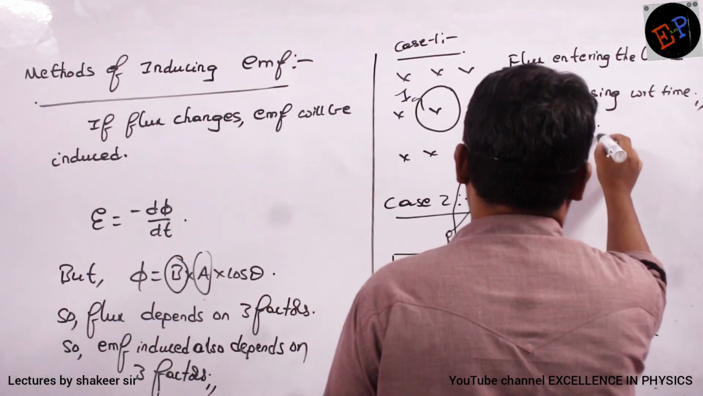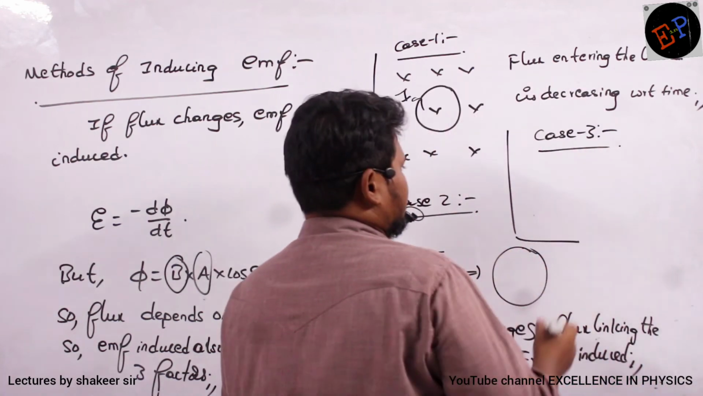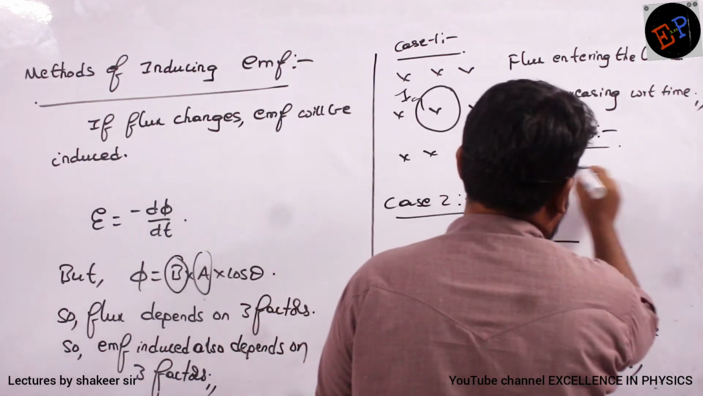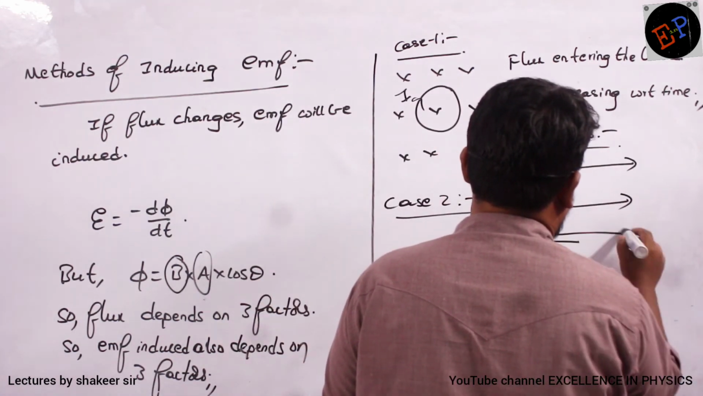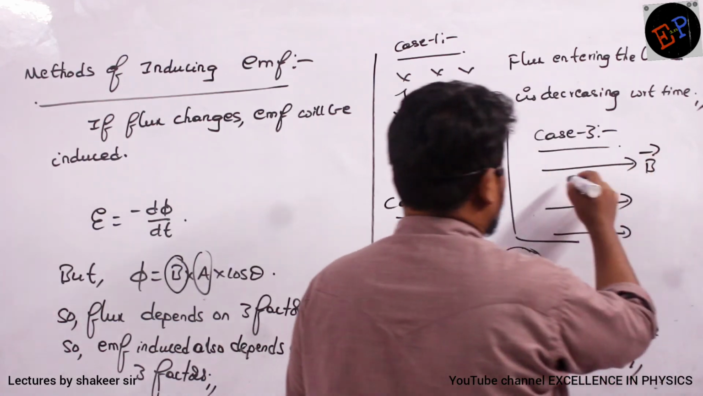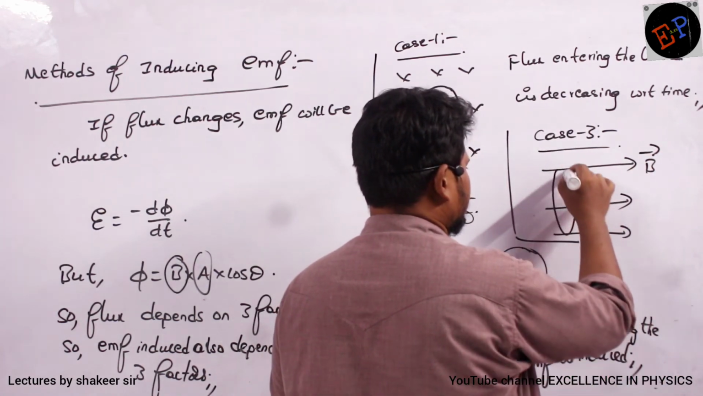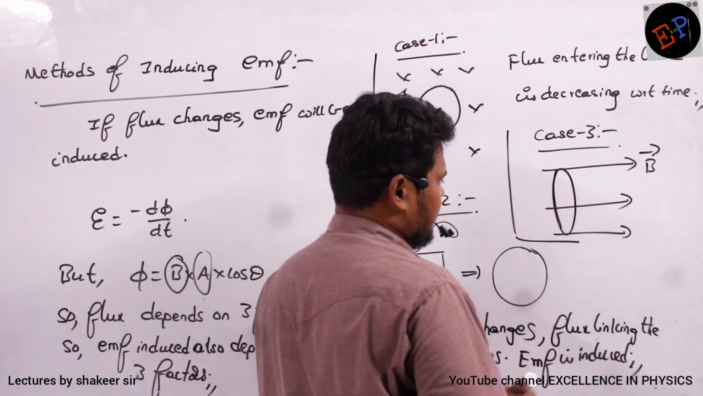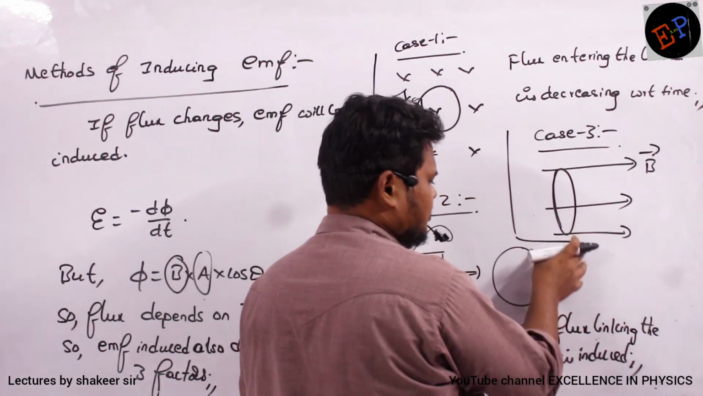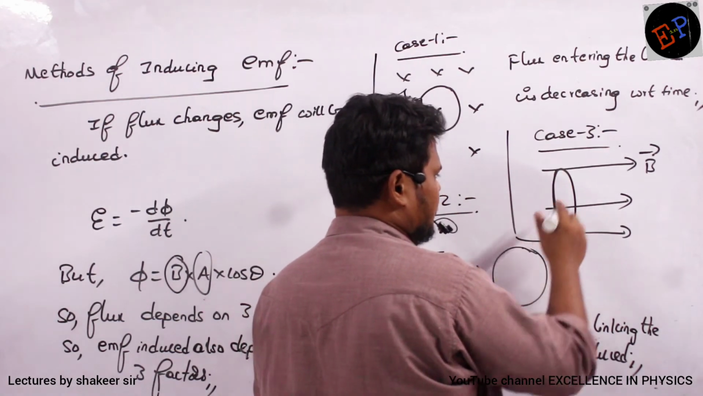Case number 3. Previously, considered this is the direction of magnetic lines B. The coil was like this. Now, how many magnetic lines are touching this coil? 3 magnetic lines are touching.